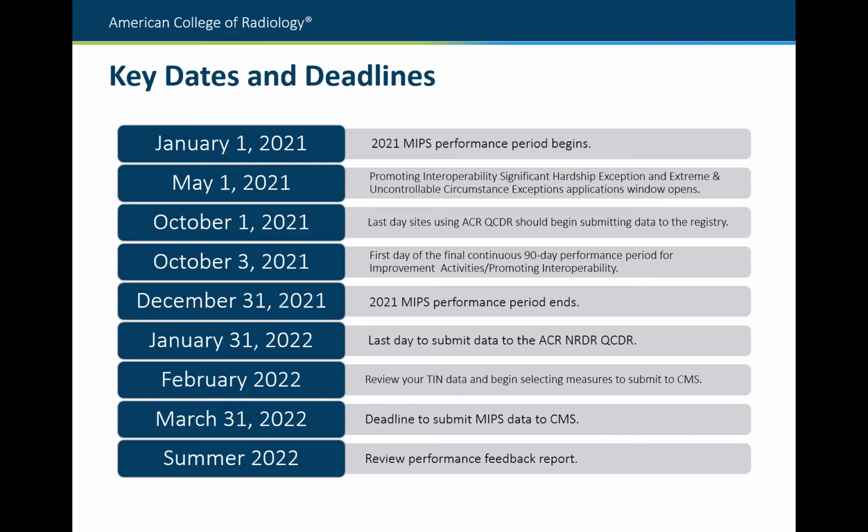October 3rd is the last day of the final continuous 90-day performance period for the improvement activities and promoting interoperability categories. So you'd have to start doing your activity before October 3rd to get credit for that full 90-day period.